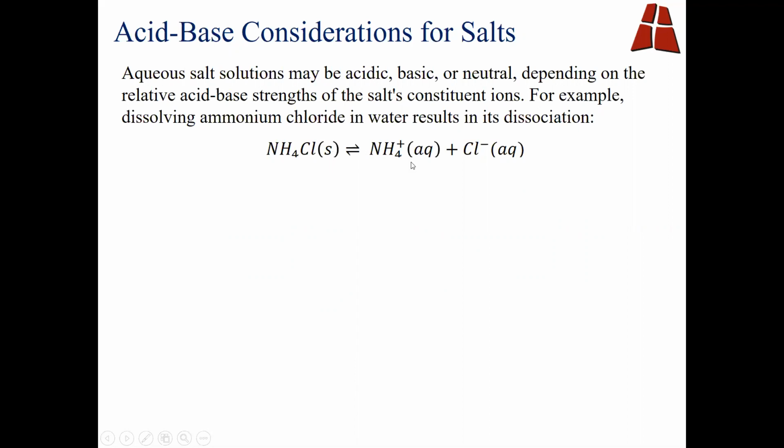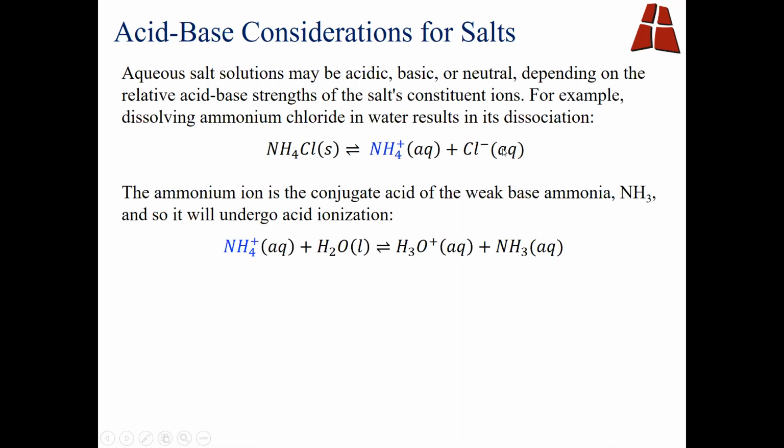It starts as a solid. Once we dissolve it, we get, of course, ammonium and chloride. The ammonium we should recognize as the conjugate acid of the weak base ammonia. So this ion will undergo a second reaction where the ammonium reacts with water to form hydronium, our H3O+, as well as ammonia, NH3. Because of this, overall, that solution, despite dissolving just a salt, will end up being acidic.